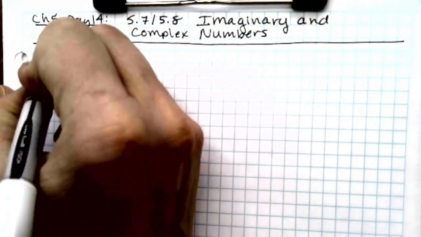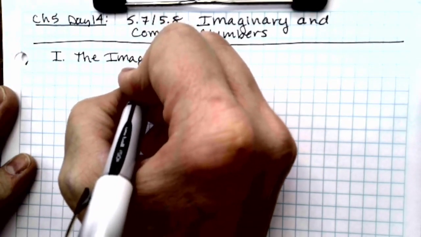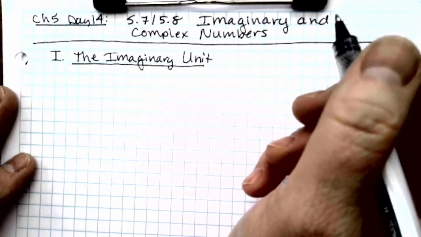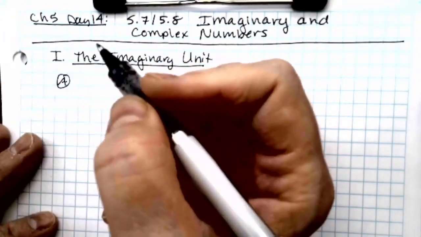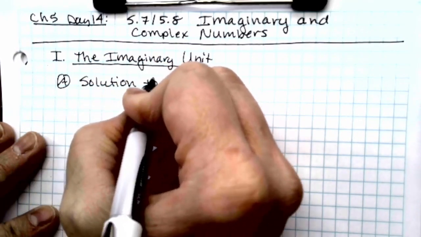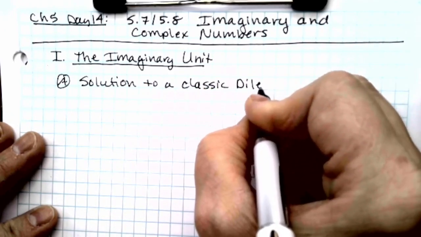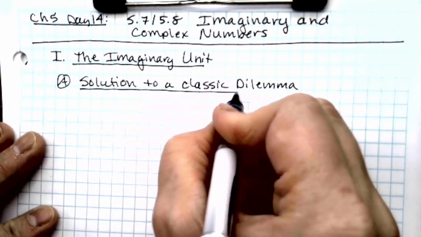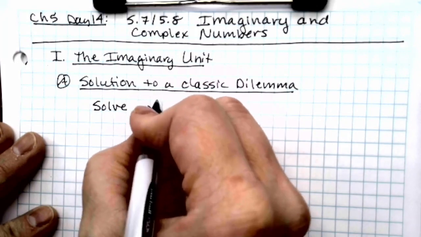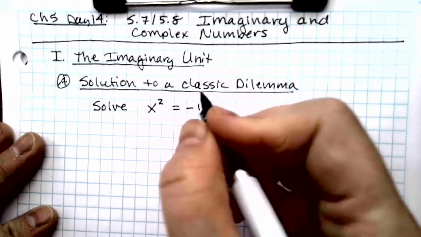Okay, so Roman numeral 1, we're going to start with the imaginary unit. And the imaginary unit was originally designed as a solution to a long-standing and classic dilemma. So the dilemma is when you're being asked to solve with a square root, or because you're going to take a square root of both sides, but it's equal to a negative number.